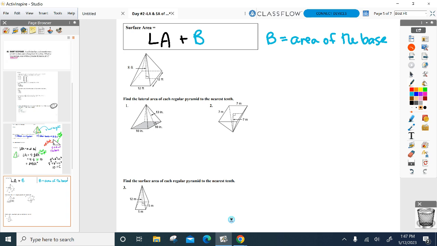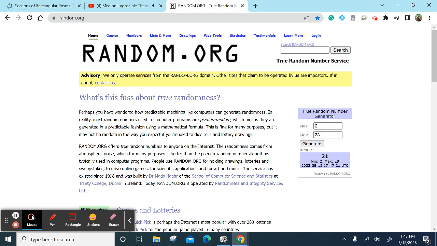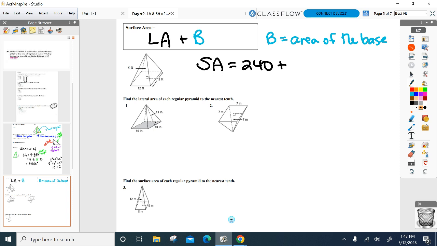Same pyramid we just found the lateral area for. Can you find the surface area now? Well, we already know the lateral area was what? 240? All right. Can somebody help me find the area of its base? How do you find the area of the base? Darn right. Good work. 384 square feet. There we go.